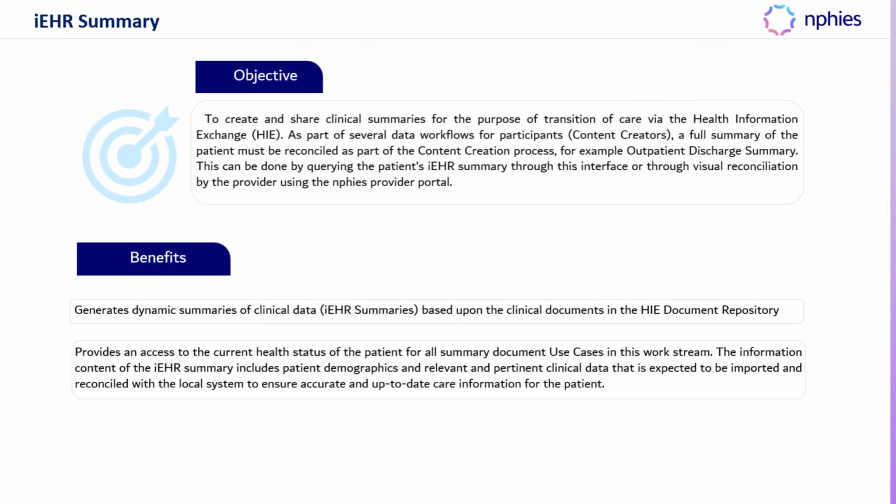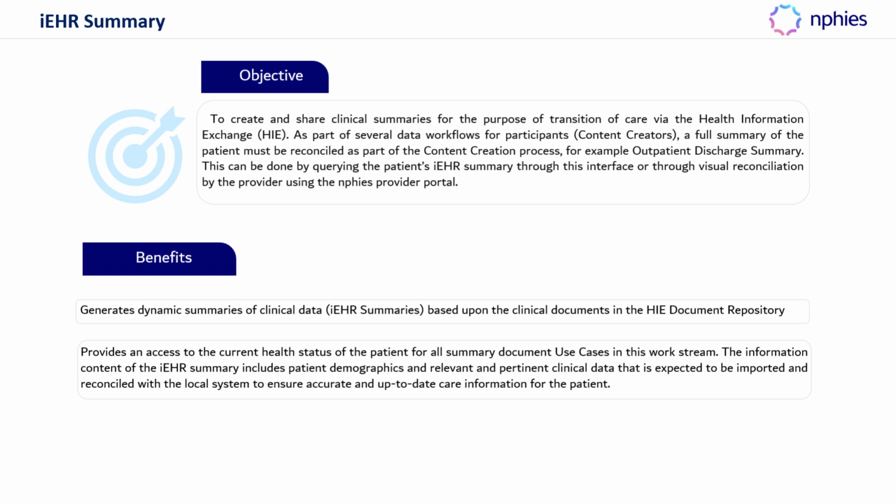To create an IEHR summary, the content creators, such as healthcare providers, must reconcile a full summary of the patient's medical information as part of the content creation process. This can be done by querying the patient's IEHR summary through an interface or by visually reconciling the information on the Nphies provider portal. The key benefits of the IEHR summary include generating dynamic summaries of clinical data based on the clinical documents in the HIE document repository, providing access to the patient's current health status for all summary document use cases in Nphies platform.